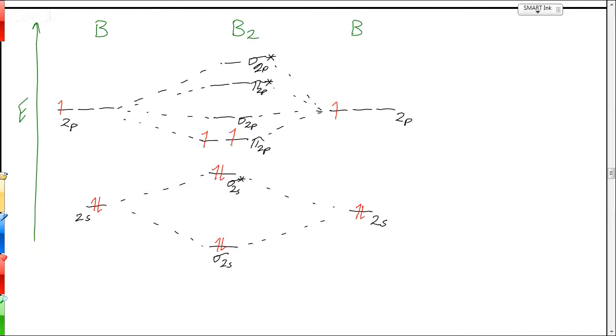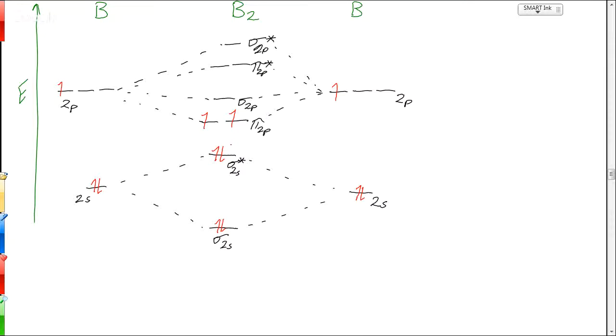So now we can look at the bond order again. This time we have a couple more things to count. The bonding electrons is anything in a bonding orbital, sigma or pi. So that's going to be 1, 2, 3, 4. And then the antibonding are these two electrons in this antibonding orbital. And that equals 1. So we would expect this to be a molecule with one bond between boron atoms.